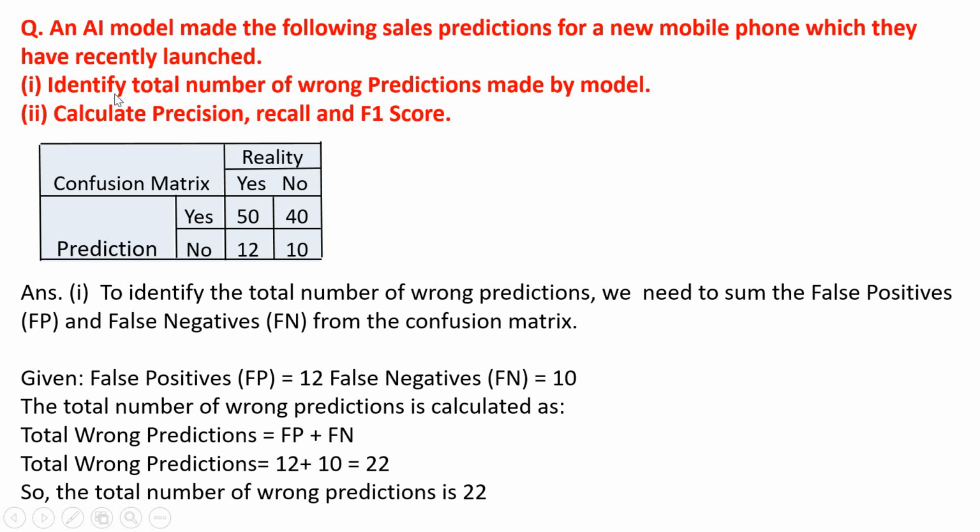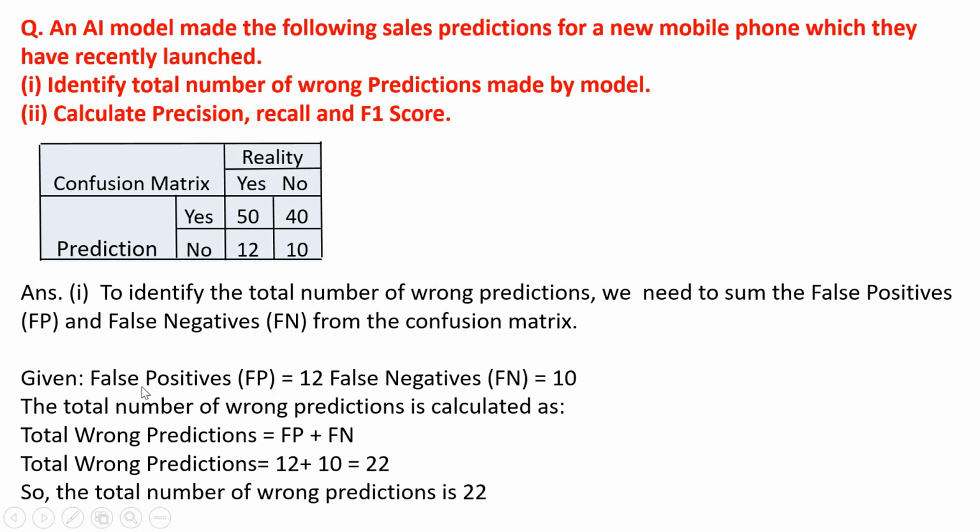Now we are going to solve the first part. Identify total number of wrong predictions made by the model. So this is the complete question given to you. See here, prediction and reality: yes, no; prediction, yes, no. So values, if both are yes, then 50; yes, no, 40; no, yes, 12, and like this. Now to identify total number of wrong predictions, we need to sum false positive and false negative. Wrong predictions, so false and false. It may be positive, it may be negative. So both should be false.